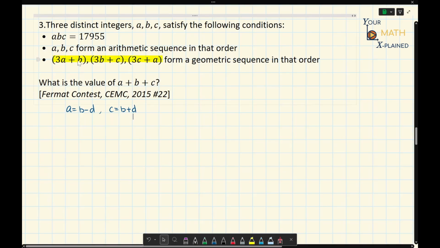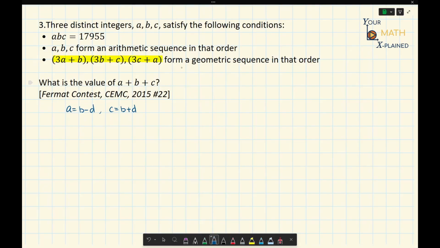Next, we're going to use the third bullet point, which says that these expressions here form a geometric sequence. So that means if we take the second term, which is 3b plus c, and we divide it by the first term, which is 3a plus b, this must be equal to the third term, which is 3c plus a, divided by the second term.